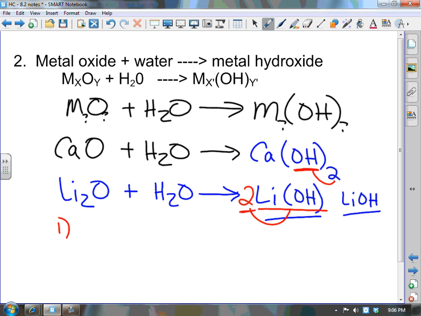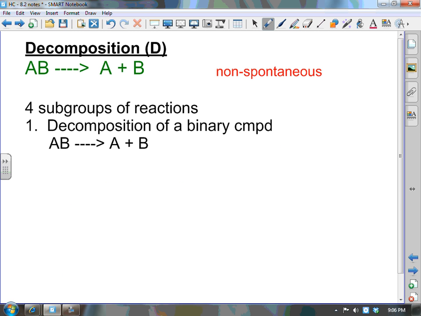So, again, get the pattern here. Pick 2 other metals, bond them to oxygen, react them with water, figure out what the products would be, and show them to me at some point in class. All right, moving along here.